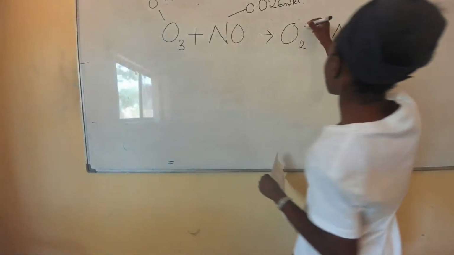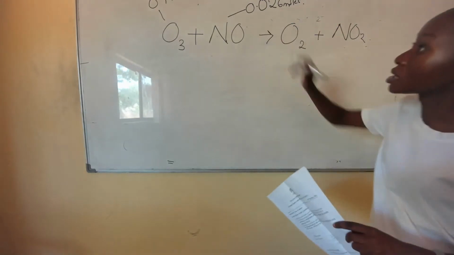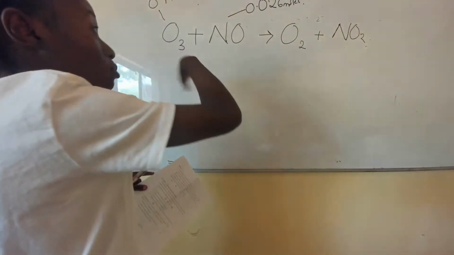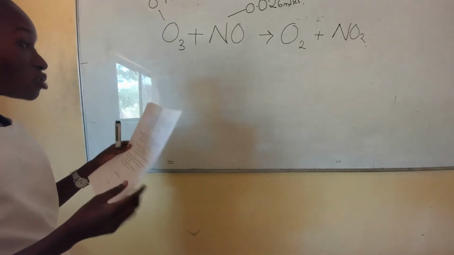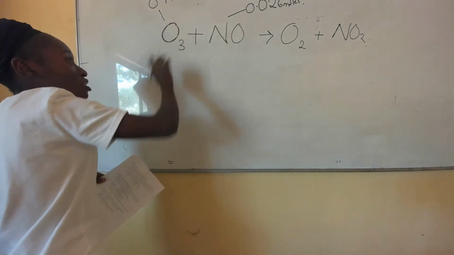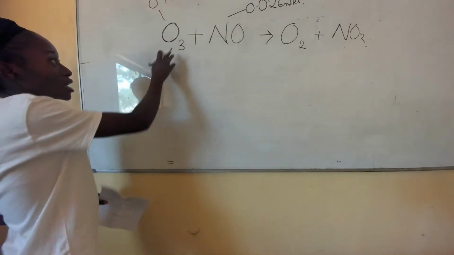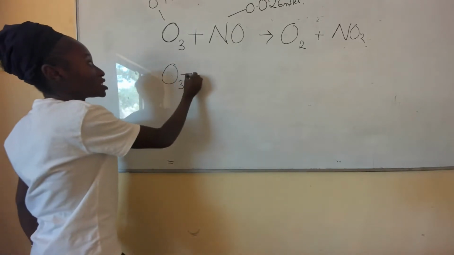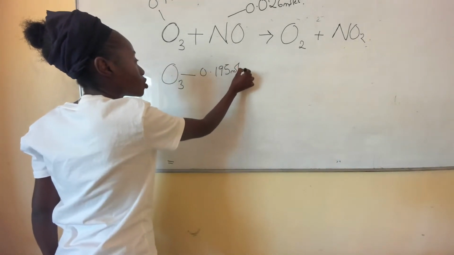Okay, so let me just indicate the number of moles of ozone. So we have the number of moles of ozone, and then we also have the number of moles of NO. So in this case now, we're going to calculate the mass of the excess reagent remaining. Ozone was the reagent that was in excess. And then we had 0.026 as the number of moles of ozone that remained. So we're going to say this ozone, O3, was this amount in excess, 0.195.